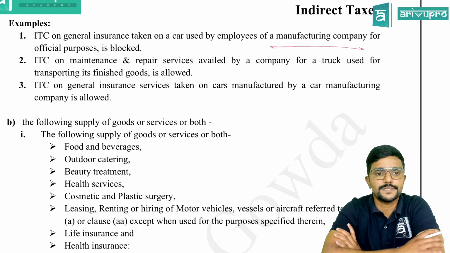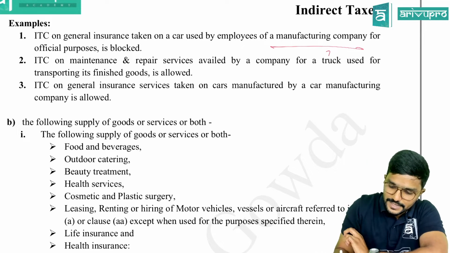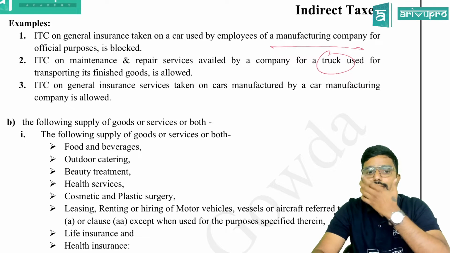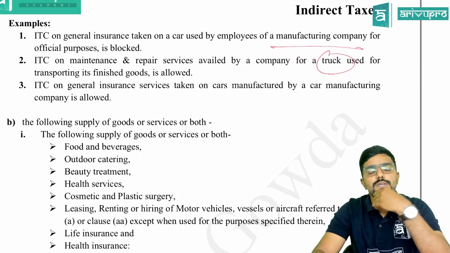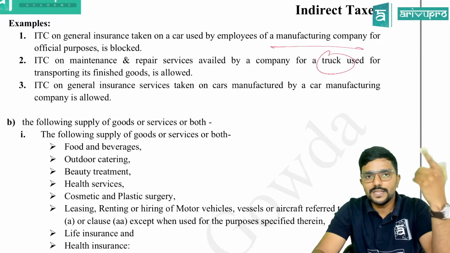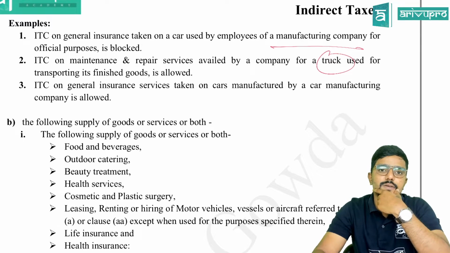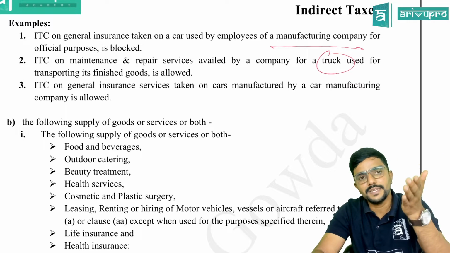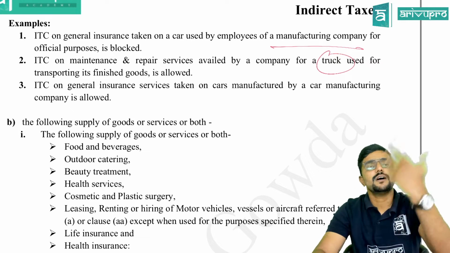Okay. Next, ITC on maintenance and repair services availed by the company for a truck used for transportation of finished goods. See, if a truck is used for what? Transportation of goods. So on the truck, credit is available. Yes, sir. So in that case, whatever repairs and maintenance services you take on the truck, also credit is available.